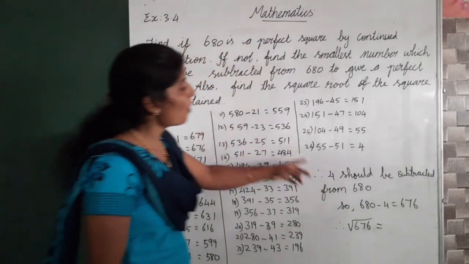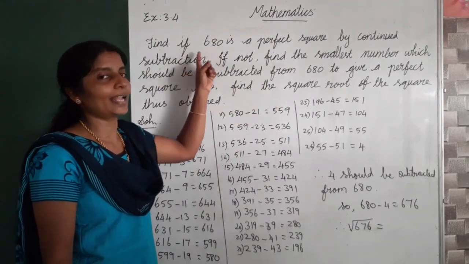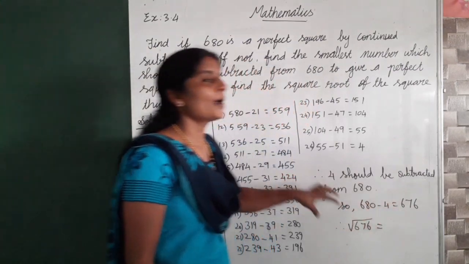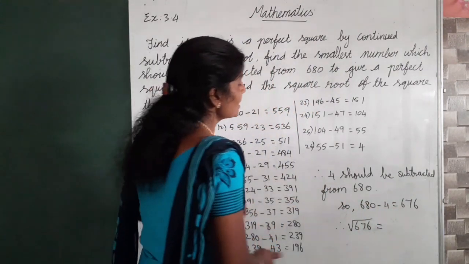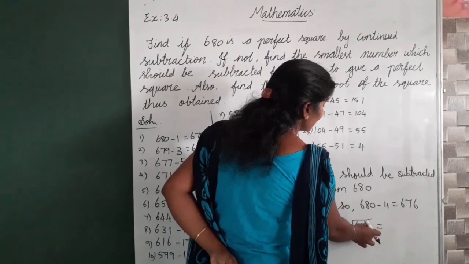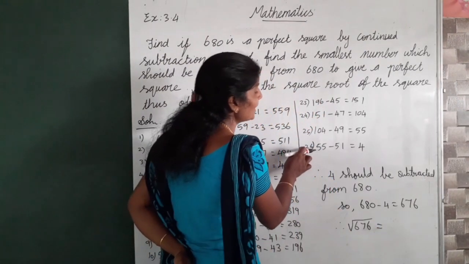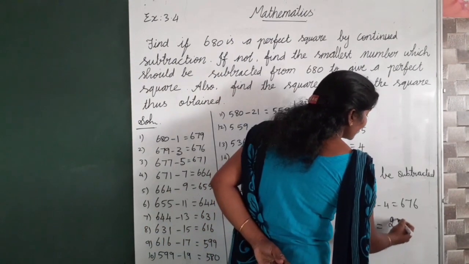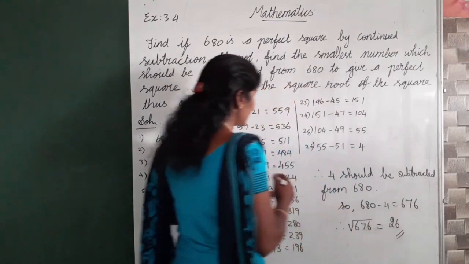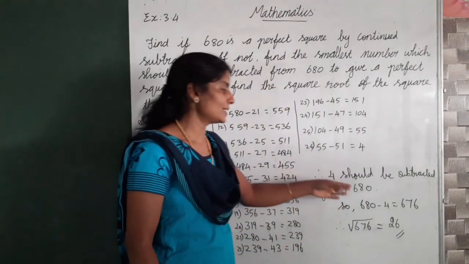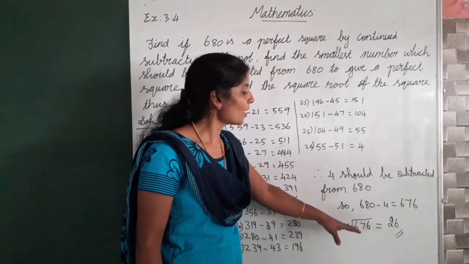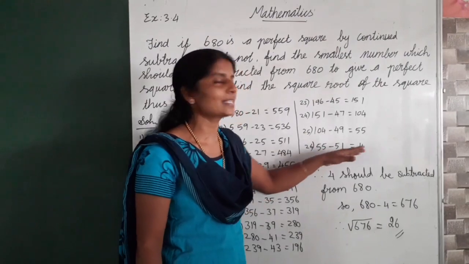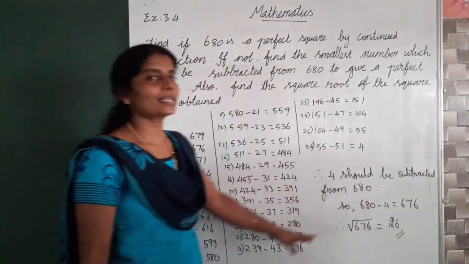4 should be subtracted from 680, which means 676. So now 676 is a perfect square. Now this is perfect. So what is the square root of 676? What's the value? Here, how many times? 26 times. So this answer is 26. If you subtract 4 from 680, the square root of 676 is 26, because after 26 times we will get 0. So that answer is 26.